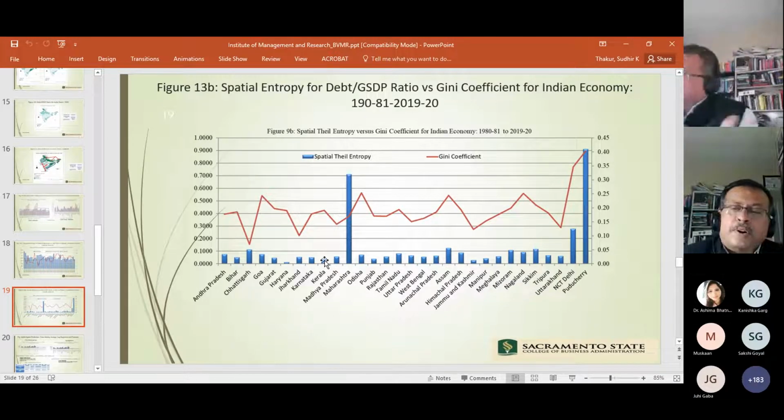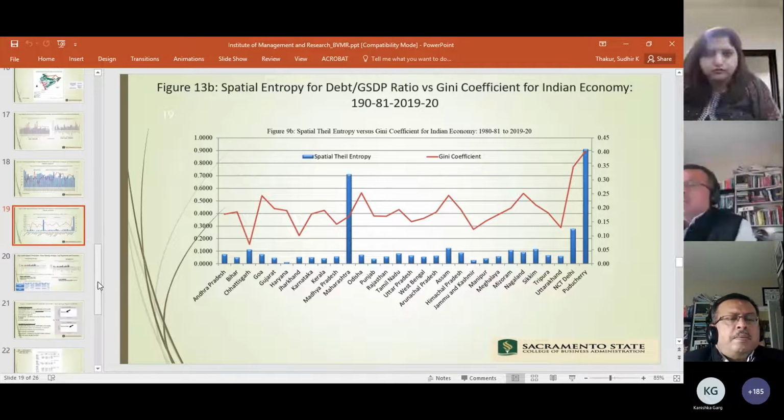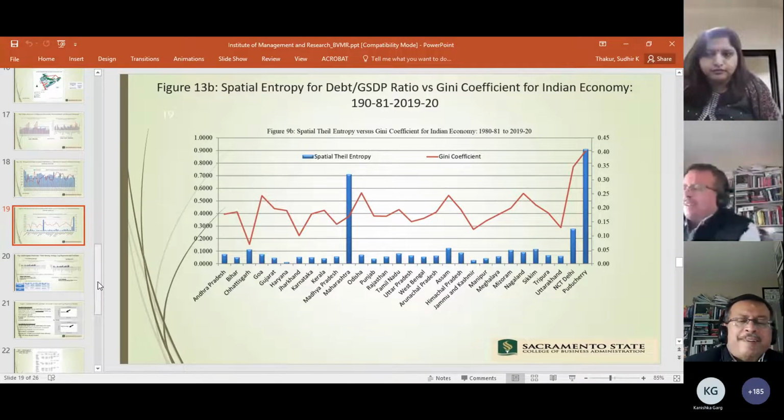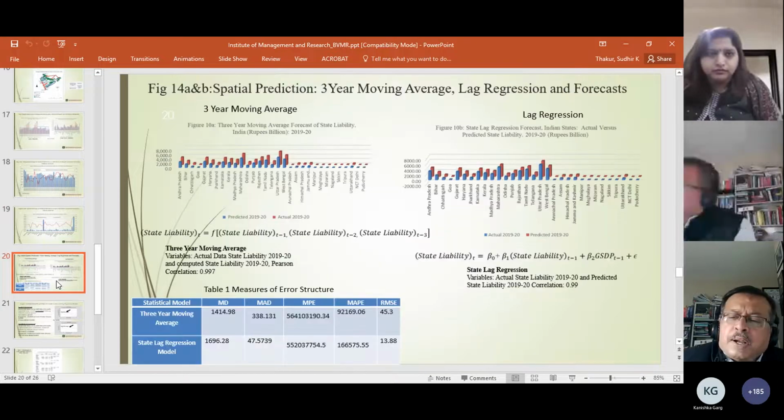So it shows that there is an association between the movements in the two data series, the Gini coefficient and the Theil entropy, at the state level for the period 1981-2020. And so it basically points to the fact that there is a problem at the state level in terms of the interstate inequality in the average debt distribution across states in India. And then I go on to some prediction type of analysis.